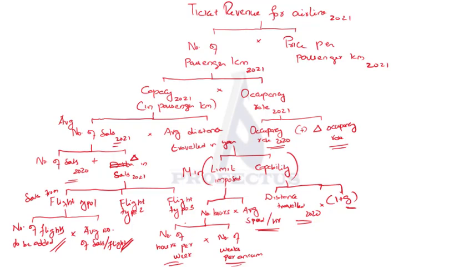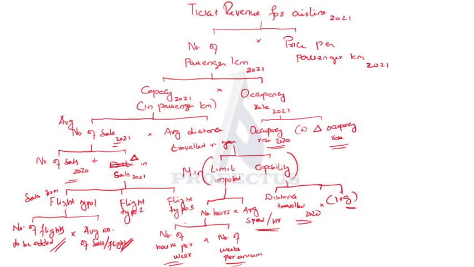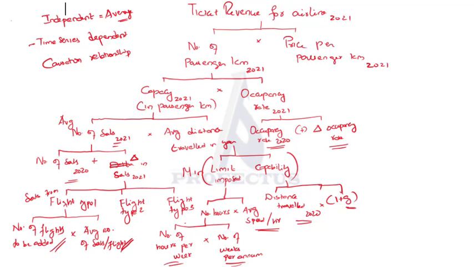Finally, we need to get price per passenger kilometer. How do we get this? Again, it boils down to these three questions. Is it independent? In which case I can take it as the average of the past. Or is it time series dependent, in which case we're going to say it depends on our own past values? Or is it a causation relationship? Or again, a constraining factor could also be some authoritative limits.